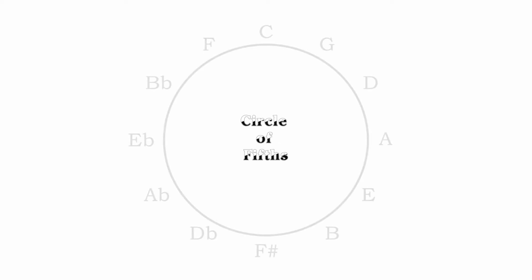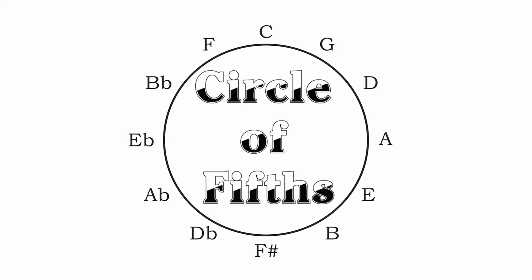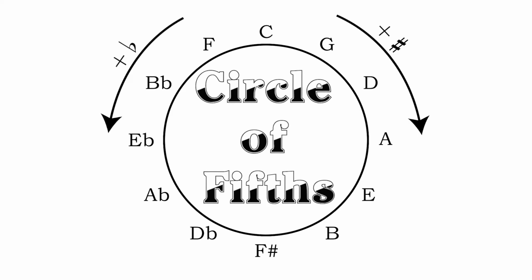The circle of fifths is a convenient way to help memorize the key signatures of major scales. The chart is organized with C major on the top. We then move clockwise for the sharp keys. The flat keys appear in order moving counterclockwise.